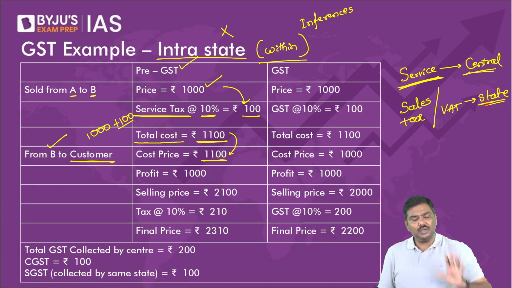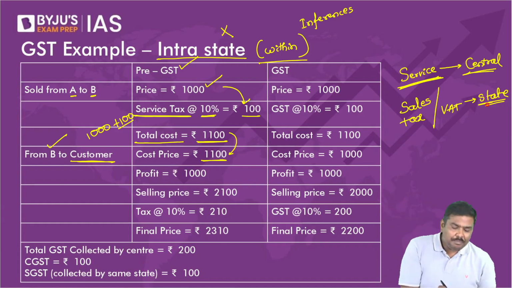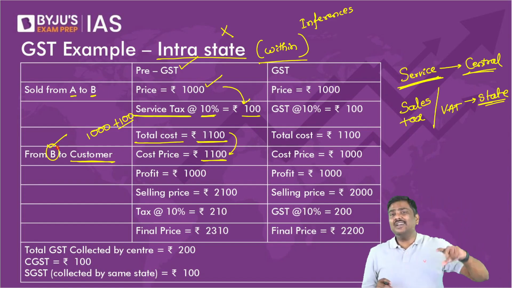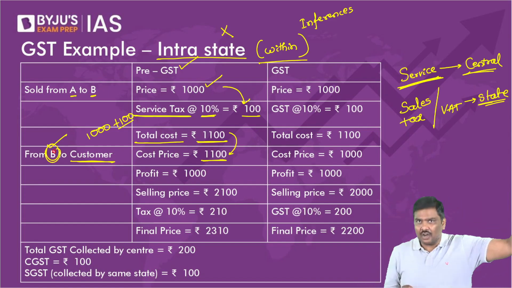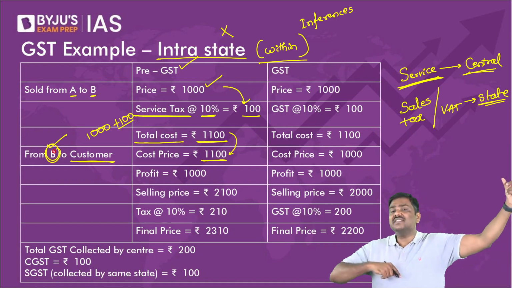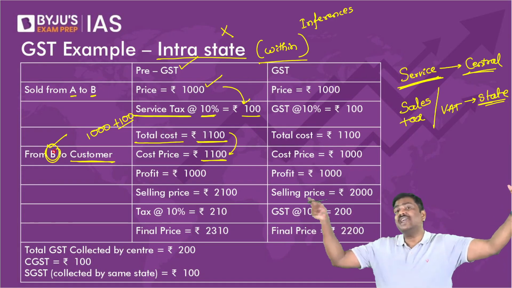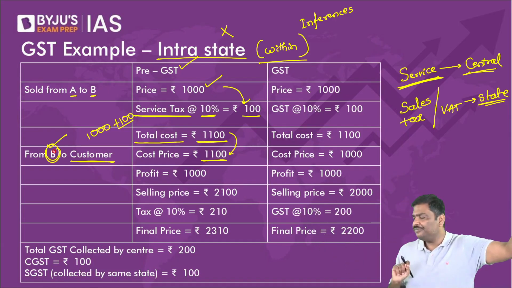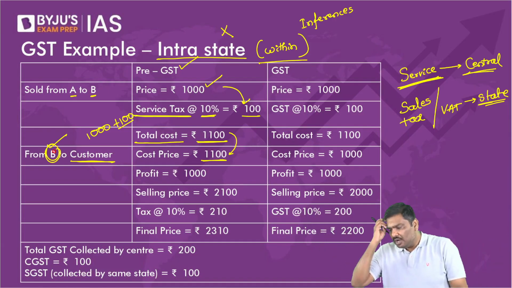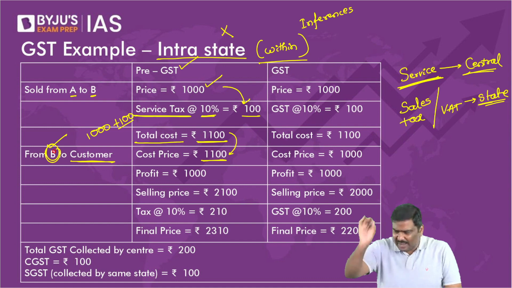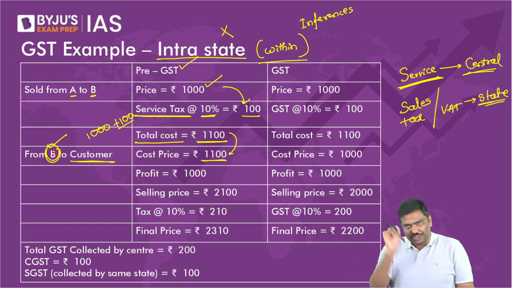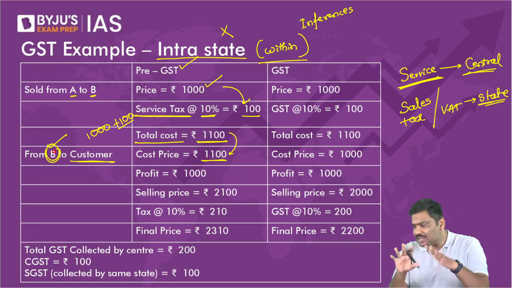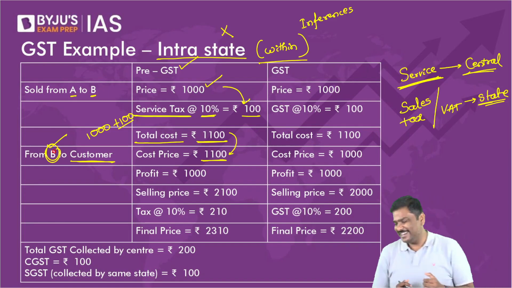Now, a simple question to you. If you are the seller B, you have paid 100 rupees service tax to the central government. Now in the next step, you will pay taxes to the state government. Do you think the state government will give you input tax credit? Does it make sense to you? Absolutely not. Are some of you saying yes?